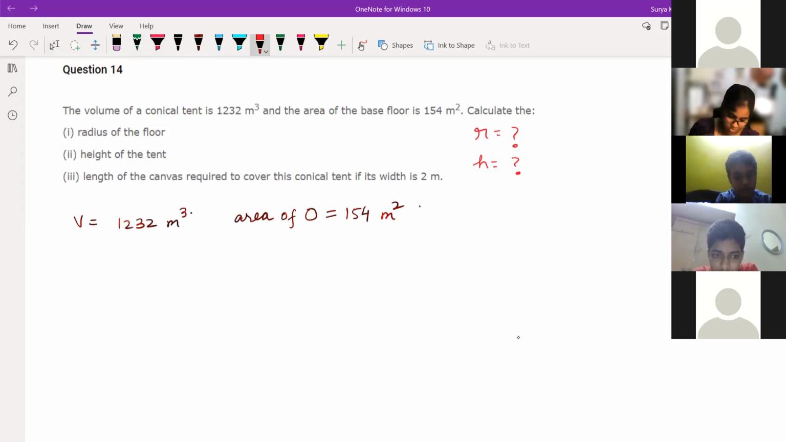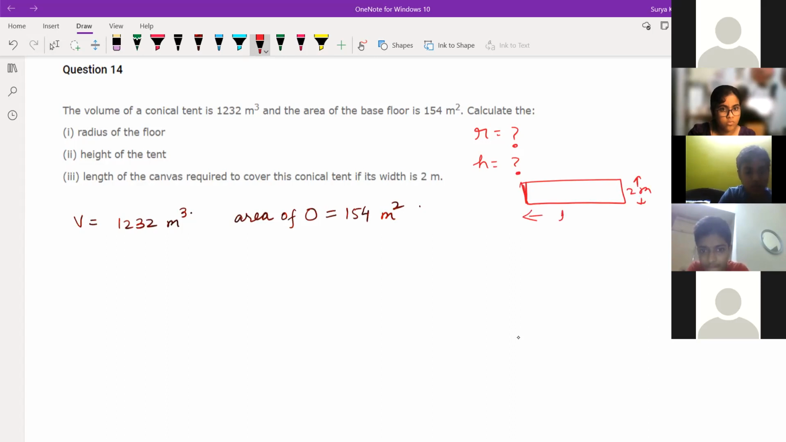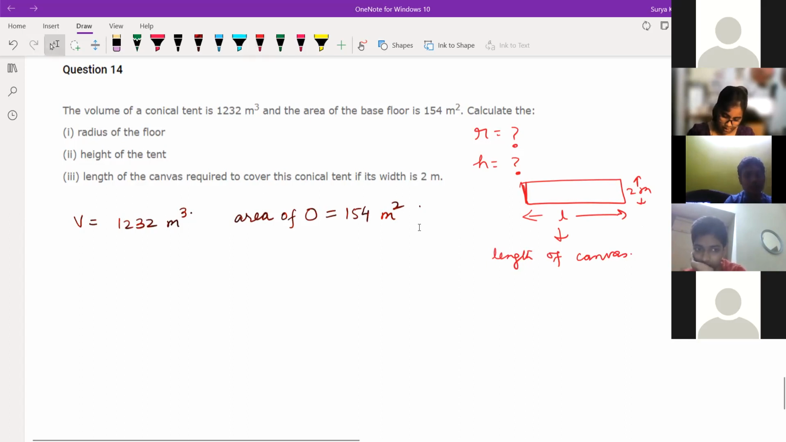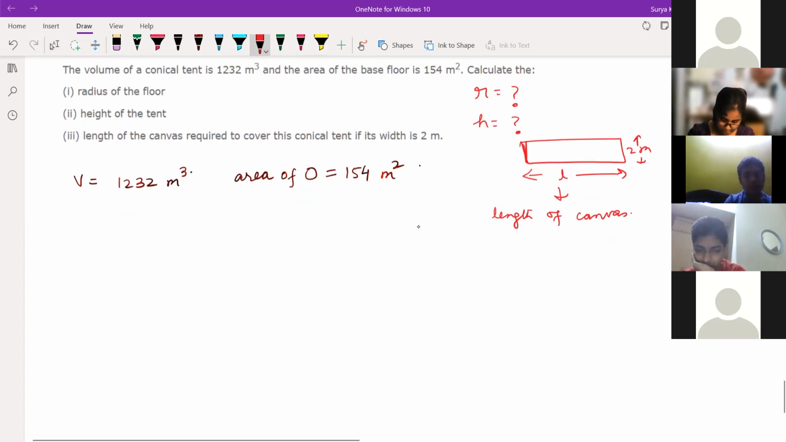Length of the canvas used to cover the tent, if its width is 2 meters. So canvas is like a cloth, children. Width is 2 meters, given over here. So this length we have to find. So the length of the canvas required to cover the tent we have to find. So we'll go one by one. Okay, so volume is 1232. So the formula of the volume is 1 by 3 pi r square h.